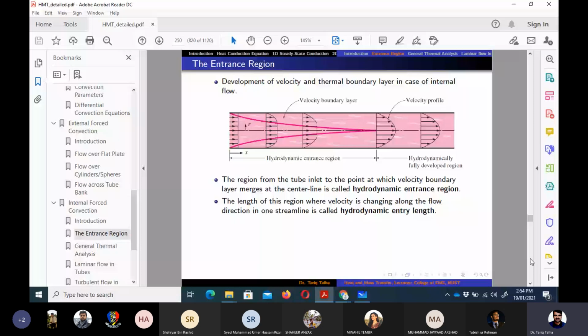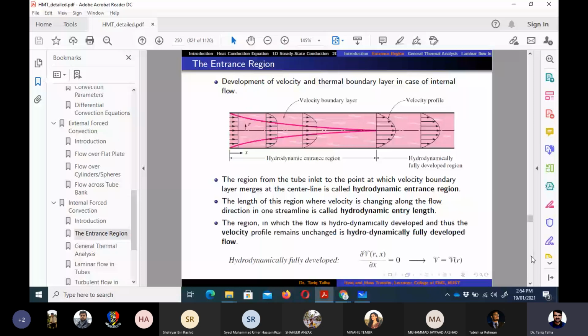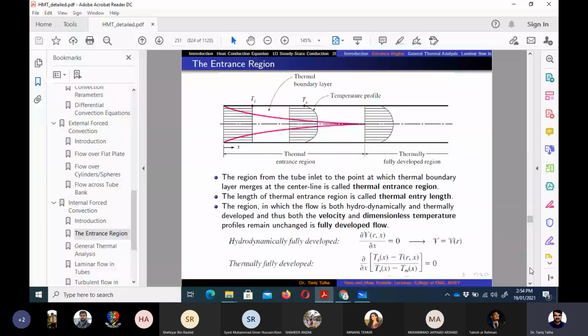In the case of the velocity boundary layer, we call it the hydrodynamic entrance region, and then the fully developed region. It means that the velocity along a streamline does not change in the fully developed flow, which is after some distance. We also discussed the thermally fully developed region, in which the ratio (Ts - T) / (Ts - Tm) is independent of x.